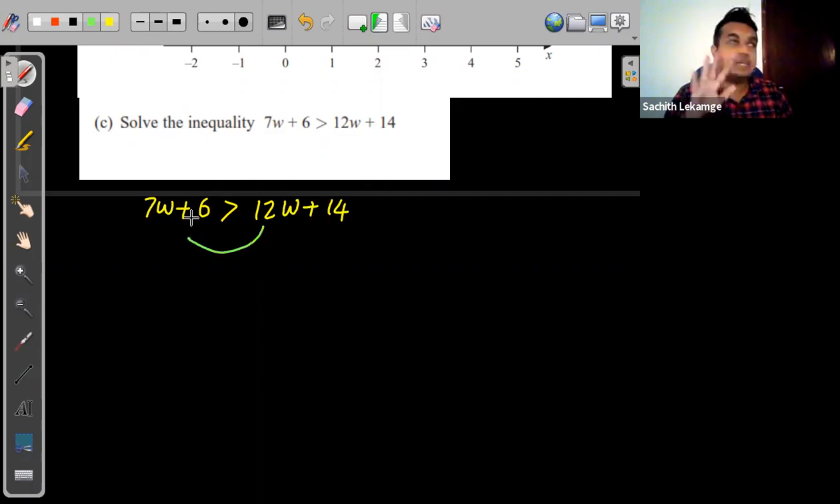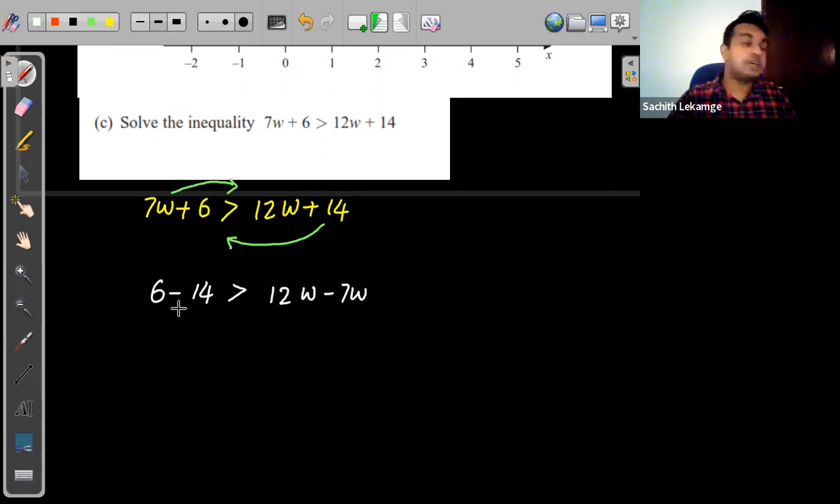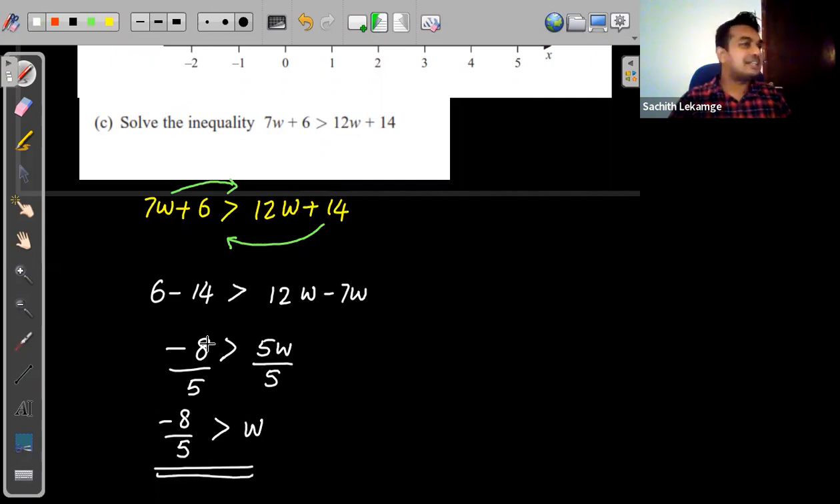If you bring 12W over here, you can do this, but then you are getting a negative. When you get a negative, you have to reverse the inequality sign when you multiply or divide by minus 1. So don't do that. Always try to keep the W positive. So I'm bringing this over here. Then you get 6 minus 14, and we don't need to change the inequality sign. 12W minus 7W, 6 minus 14, what is it? Minus 8. 12W minus 7W is 5W. Now divide by 5: W is greater than minus 8 over 5. That's easy. If you need, you can keep it as a decimal, no problem.